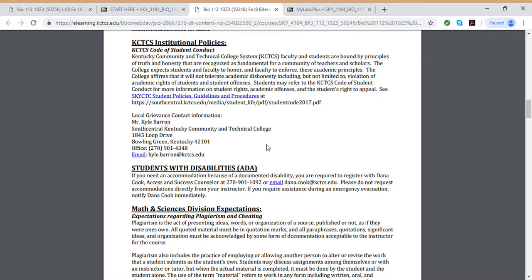KCTCS institutional policies, read through the Code of Conduct. Students with disabilities that need accommodations will be given those accommodations, but they must go through our counselor for the proper documentation. So don't forget to do that. And our person is Dana Cook. Here's her email address right here. That's her phone number.